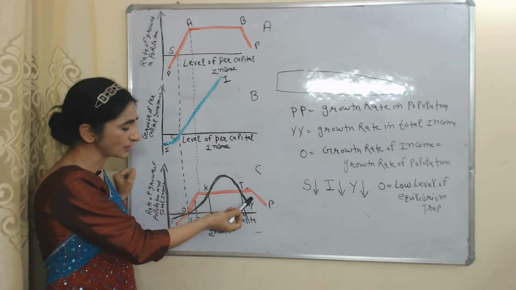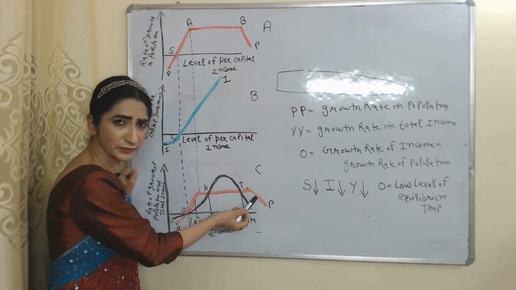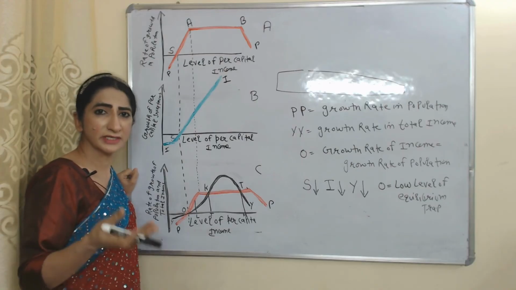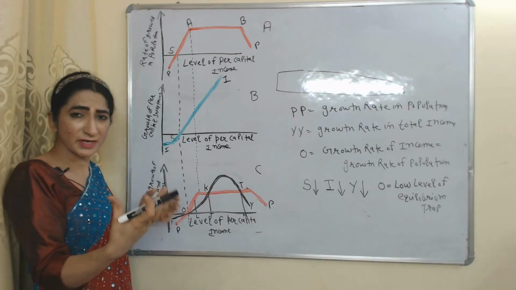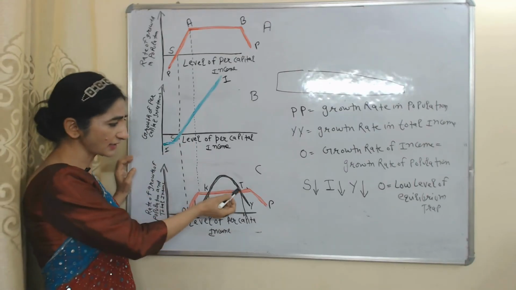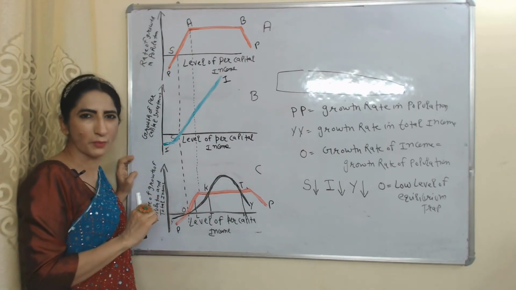After point T, you can see again the growth rate of population is more than the growth rate of income. Then we need government intervention so that the government will invest in the economy. And when the government invests in the economy, we will reach again this point T, which will be called a more stable and good equilibrium point.